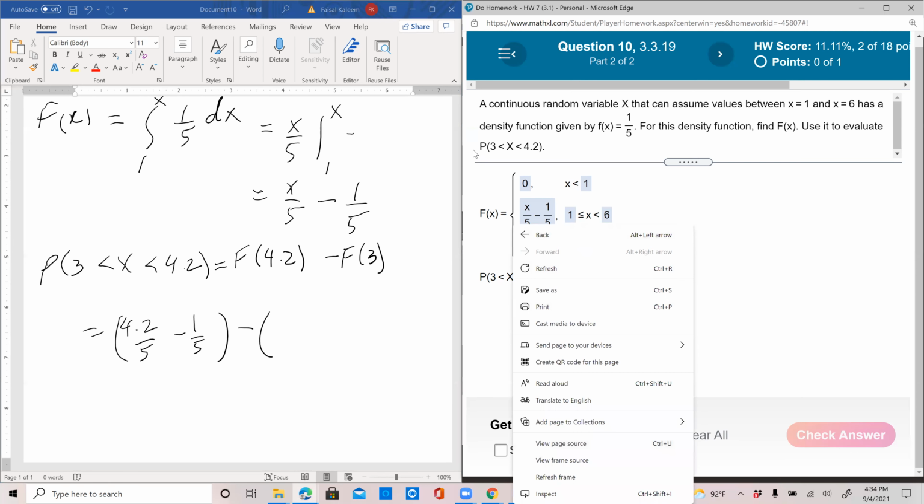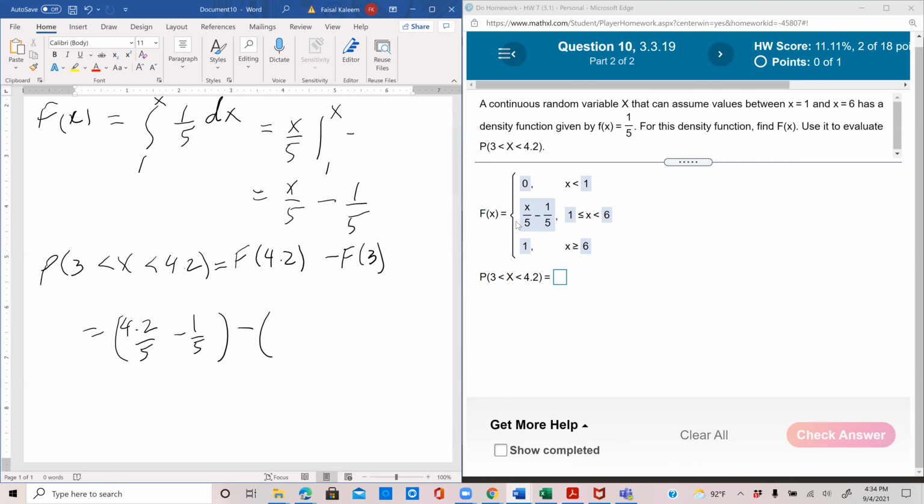We are using this part of the big F, because that's what big F is as long as x is between 1 and 6, and both 4.2 and 3 are between 1 and 6. So for both these evaluations, we will use this middle definition. And F(3) is 3/5 minus 1/5. Now if you evaluate all this, it should be 1.2/5, which is 0.24.